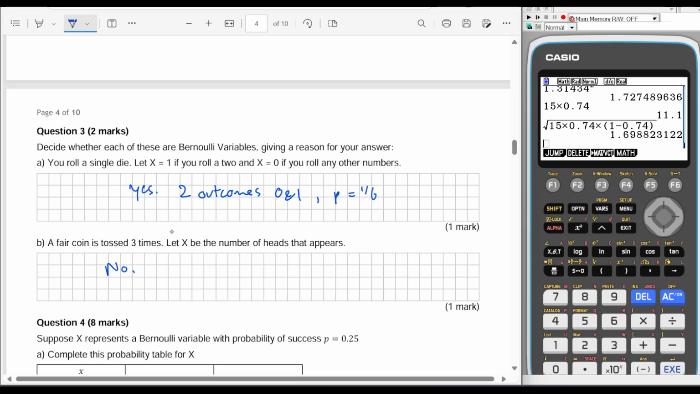No, more than 2 outcomes. So we could have X is 0, 1, 2, or 3. So this is actually binomial, this one.